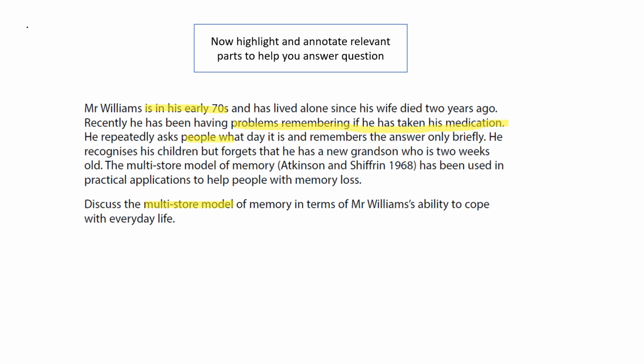He's repeatedly asking people what day it is and remembers the answers only briefly. That's flagging short-term memory to us straight away. He recognises his children but forgets that he has a new grandson, so that's telling us something about making new long-term memories. And then again, they've referred to the multi-store memory model. So now we've highlighted the key bits, it's time to move on to structuring our answer.